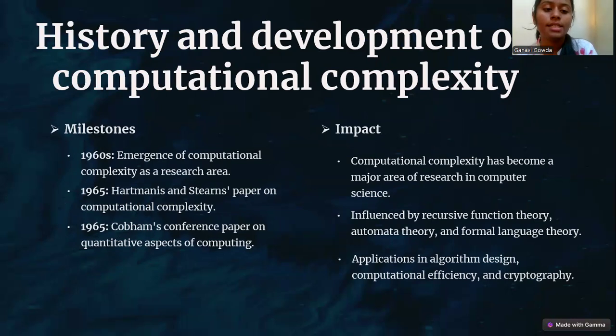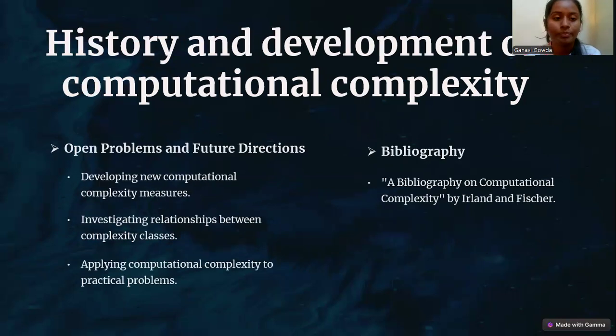Milestones. In the 1960s, computational complexity emerged as a research area. In 1965, Hartmanis and Stearns' paper on computational complexity, and also in 1965, Cobham's conference paper on quantitative aspects of computing. The impact of this is that computational complexity has become a major area of research in computer science. It is influenced by recursive function theory, automata theory, and formal language theory. Applications in algorithm design, computational efficiency, and cryptography.